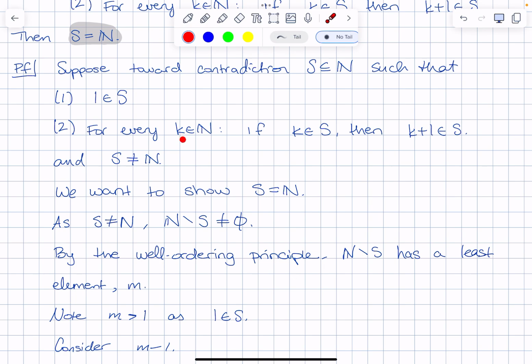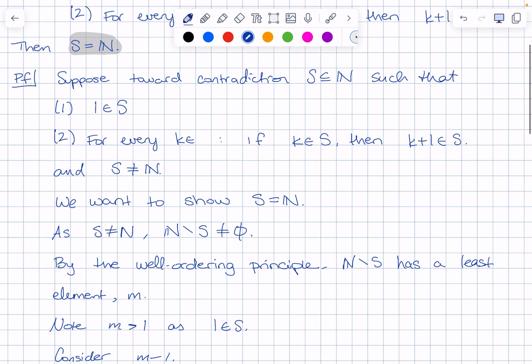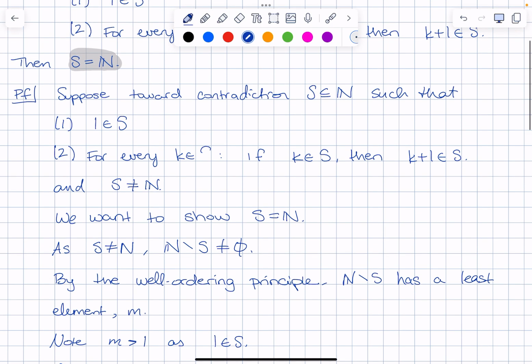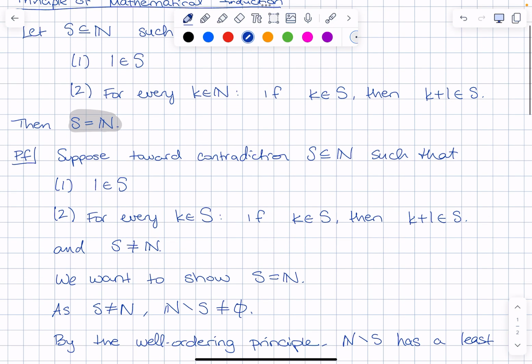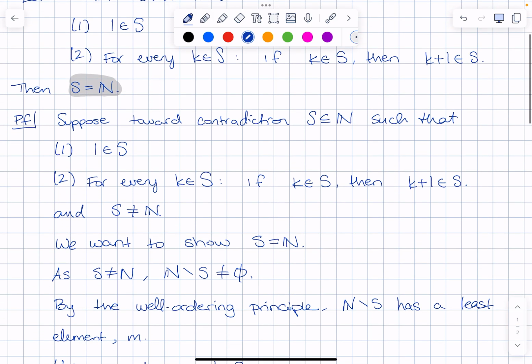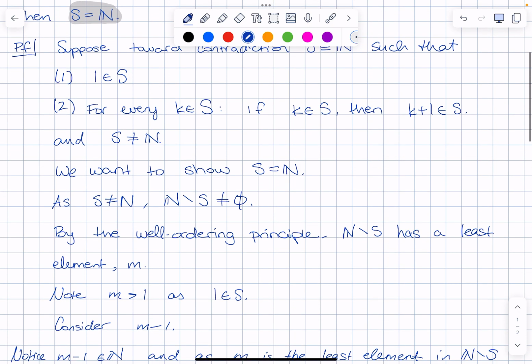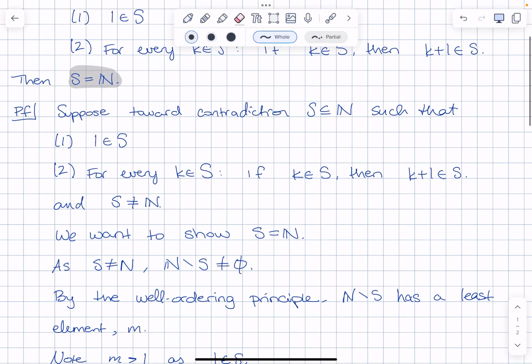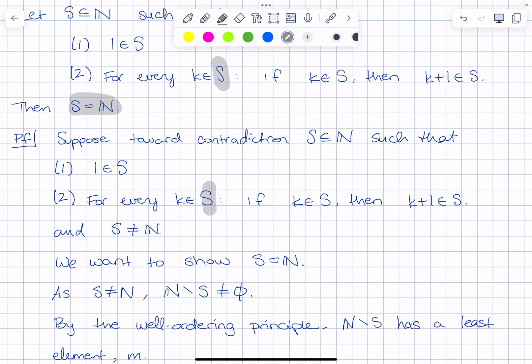So we know k, or in this case M minus 1, is in the set of natural numbers. And this should actually be here. Quick correction: this should be S. That actually will make a difference, so I'm going to go ahead and highlight that. Those should be S's.